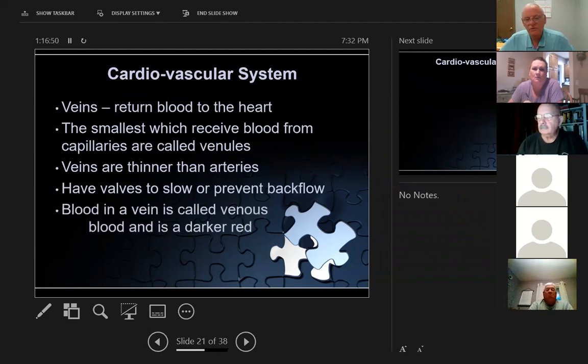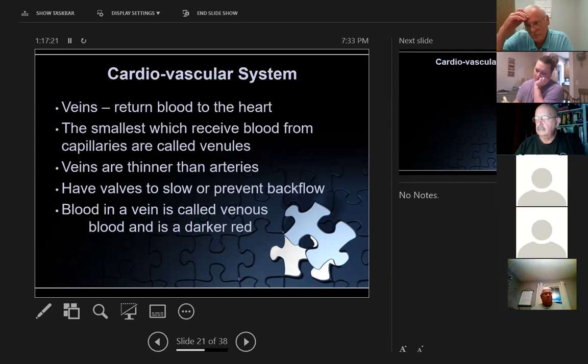So blood in a vein is called venous blood. And that's a darker red than the other two. The reason it's darker is it's given off a lot of its oxygen because it's returning to the heart after doing its job, okay? So if your hemoglobin, your red blood cells have a lot of oxygen, it's bright red. If they're in the process of giving it off, like capillaries are, it's not bright and it's not dark, it's just kind of red. And if it's given off most of its oxygen, it's darker red.